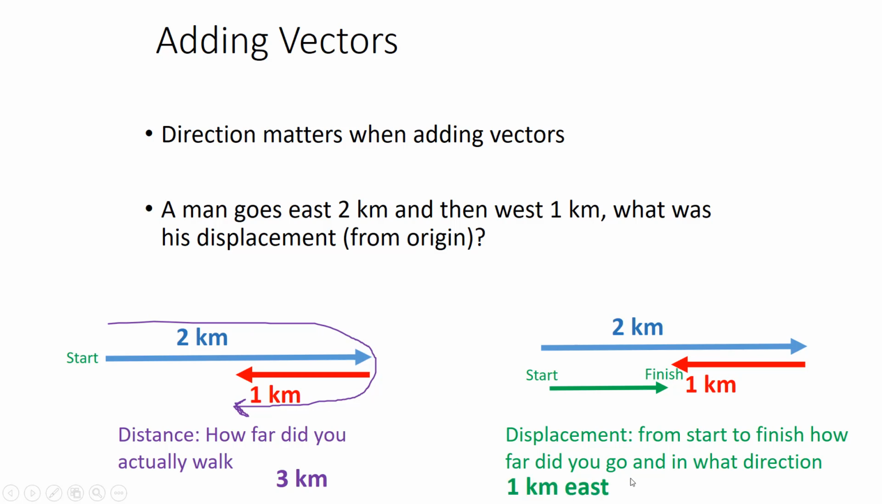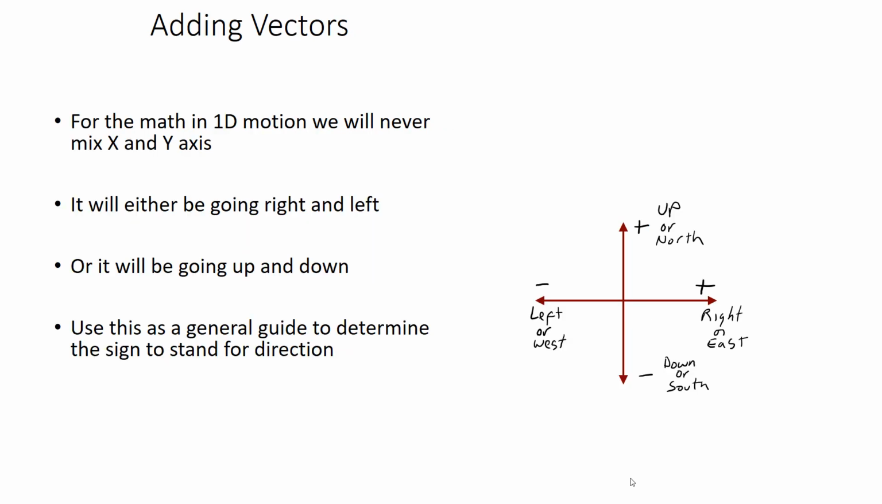So this would be 1 kilometer east. Displacement should have a direction if you know it. Of course, the magnitude itself is 1 kilometer. The direction itself is east. Combined is the vector displacement.